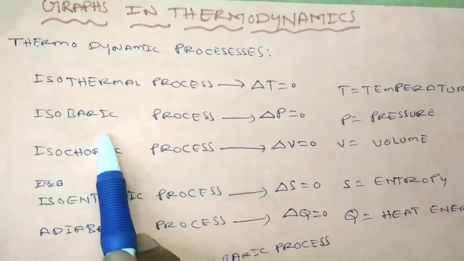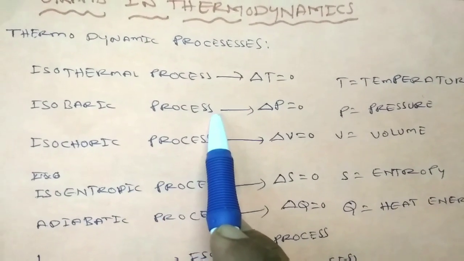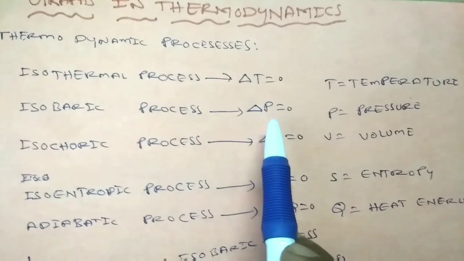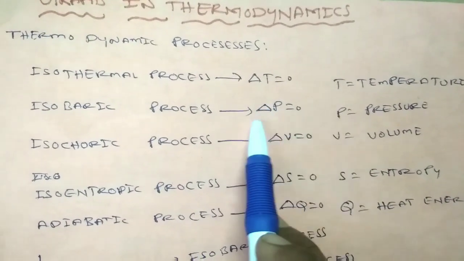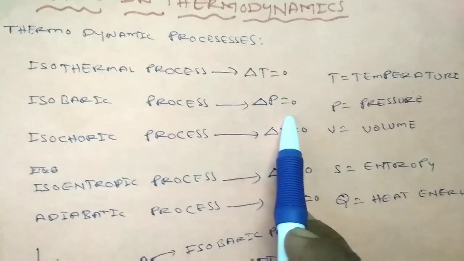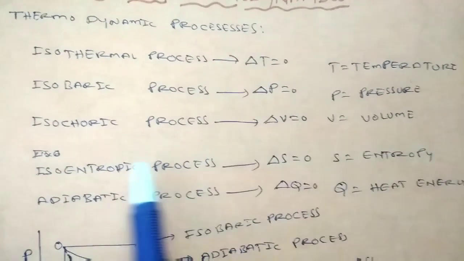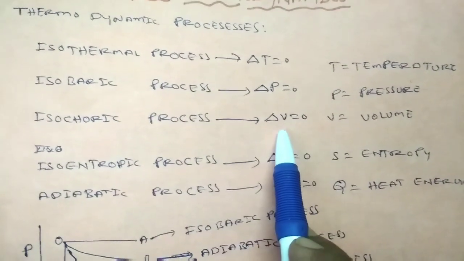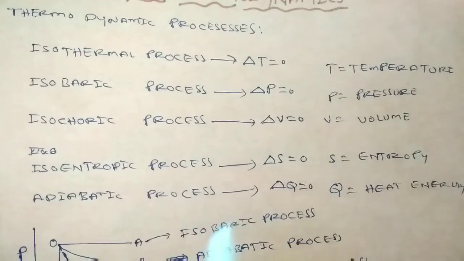Next, another thermodynamic process is the isobaric process. In an isobaric process, the change in pressure is 0. That means the process is done at constant pressure, where P is pressure. In an isochoric process, volume is constant, so the change in volume is 0.